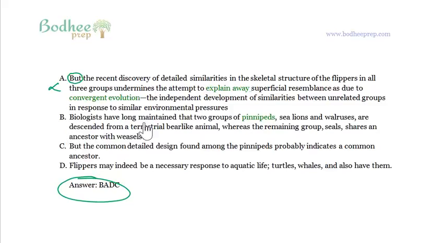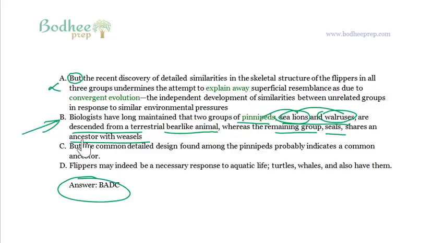Biologists have long maintained that two groups of pinnipeds, sea lions and walruses, are descended from a terrestrial bear-like animal, whereas the remaining group, seals, shares an ancestor with weasels. So biologists have maintained something about two groups of pinnipeds, sea lions and walruses. These are the two groups, right? So everything is introduced here. The remaining group basically is referred to as seals, which shares an ancestor with the weasels. This is what is given in A, B, right?